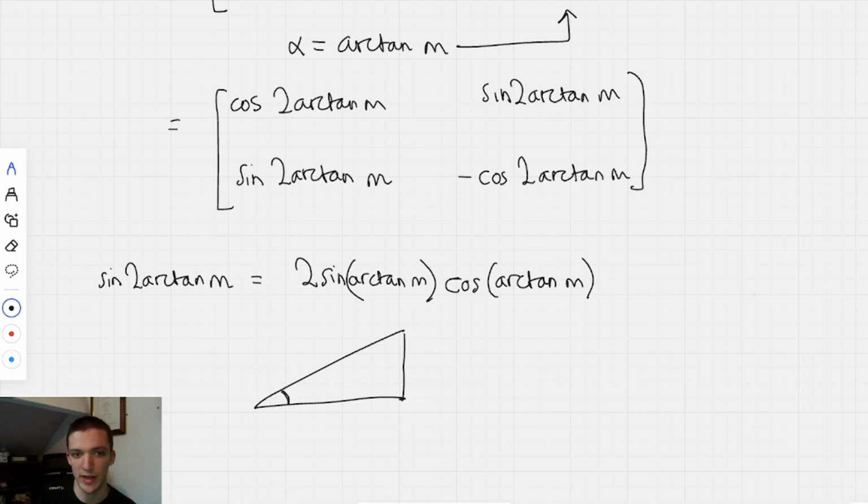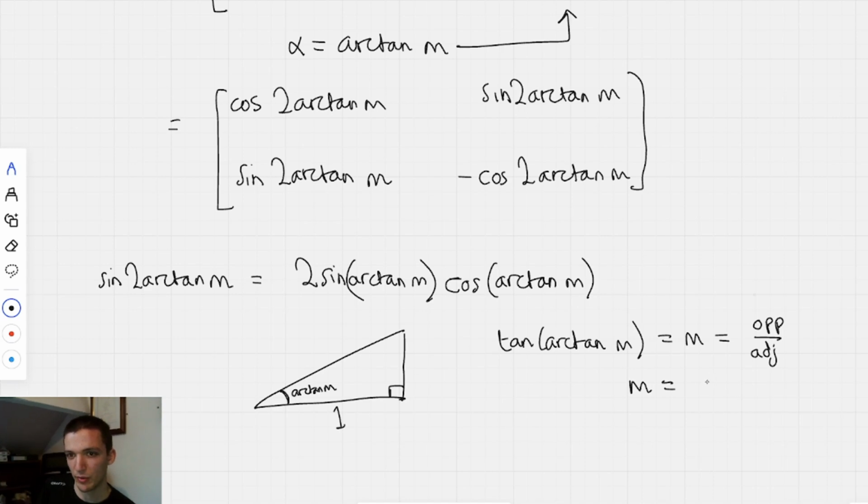Okay, this in here is the angle arctan of m. Now if I take tangent of arctan m, I simply get m, and that is equal to, from SOHCAHTOA, the opposite divided by the adjacent. Now let's just call the adjacent 1 for the sake of argument. That means that m is equal to the opposite over 1, which is simply the opposite. Now I'm going to call this m. Now by Pythagoras, this is going to be the square root of 1 plus m squared.